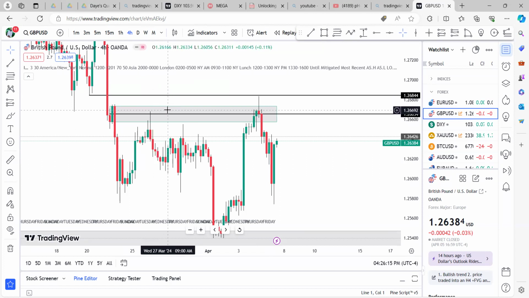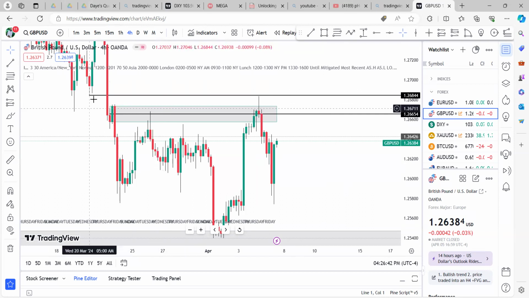And we can all see that the bodies of these candles, sometimes you have to ignore the wicks because the wicks do the damage. Yes, so you have to pay attention to the bodies of the candles. And you could clearly see that the bodies of these candles didn't take this swing high. It didn't take it. You see that?